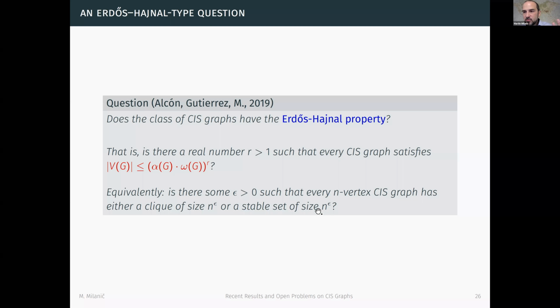If you pick a random graph, it will typically have alpha equal to logarithm n, and also omega logarithmic. So the typical random graph will not satisfy this inequality. But for CIS graphs, this is still open.